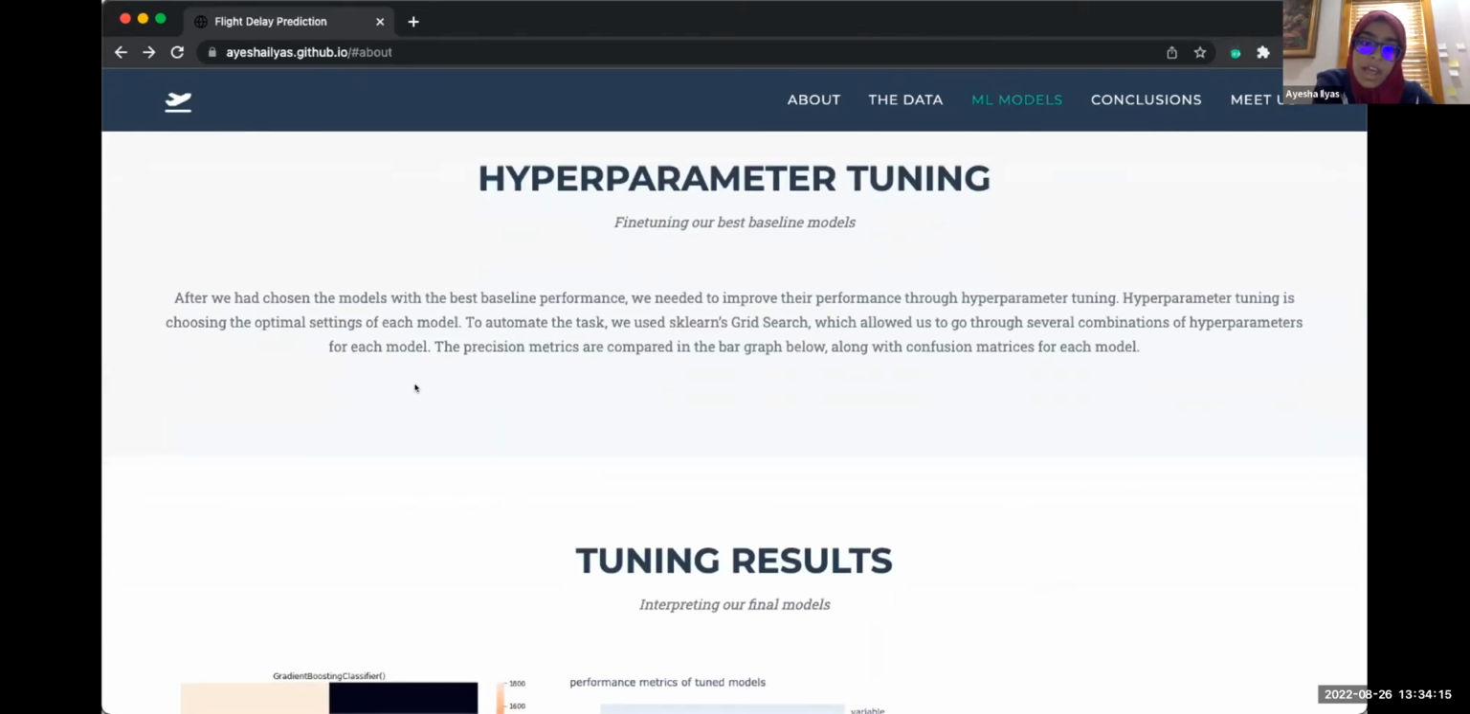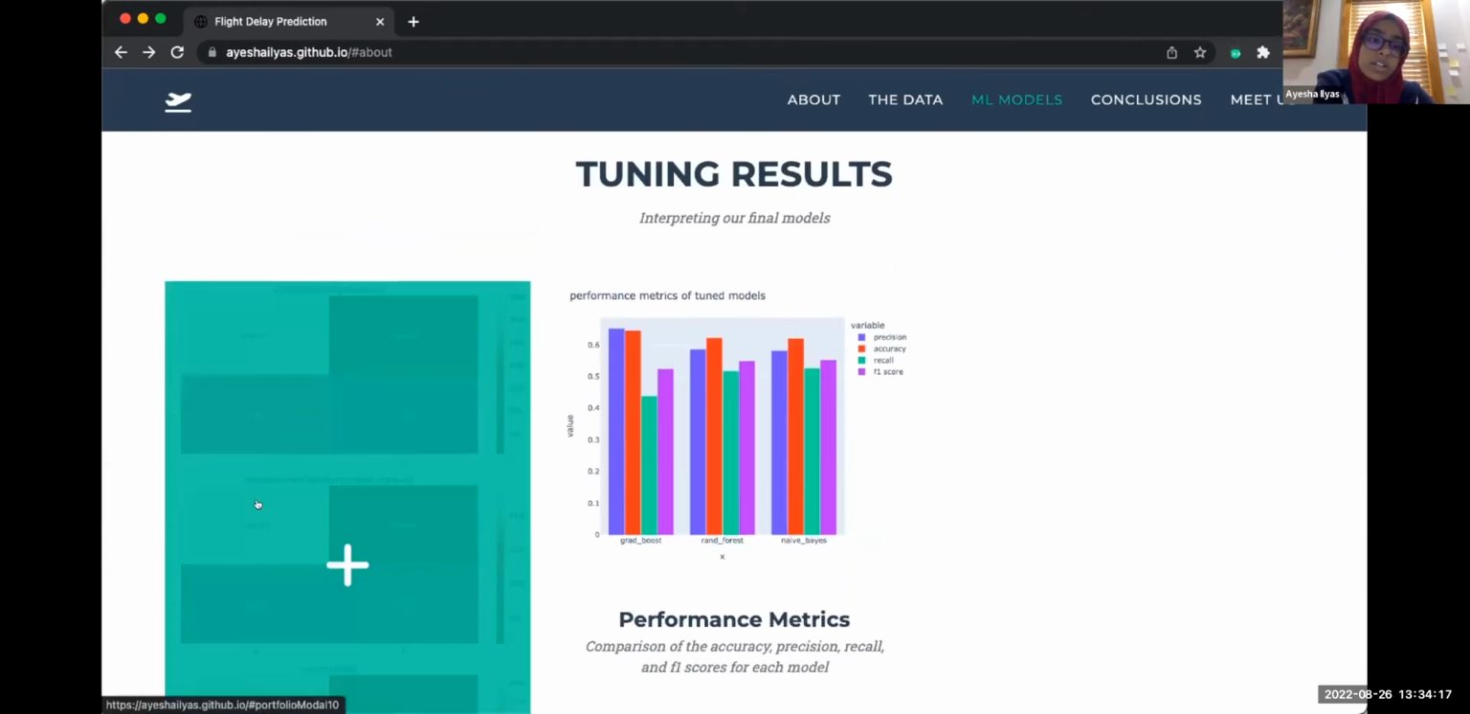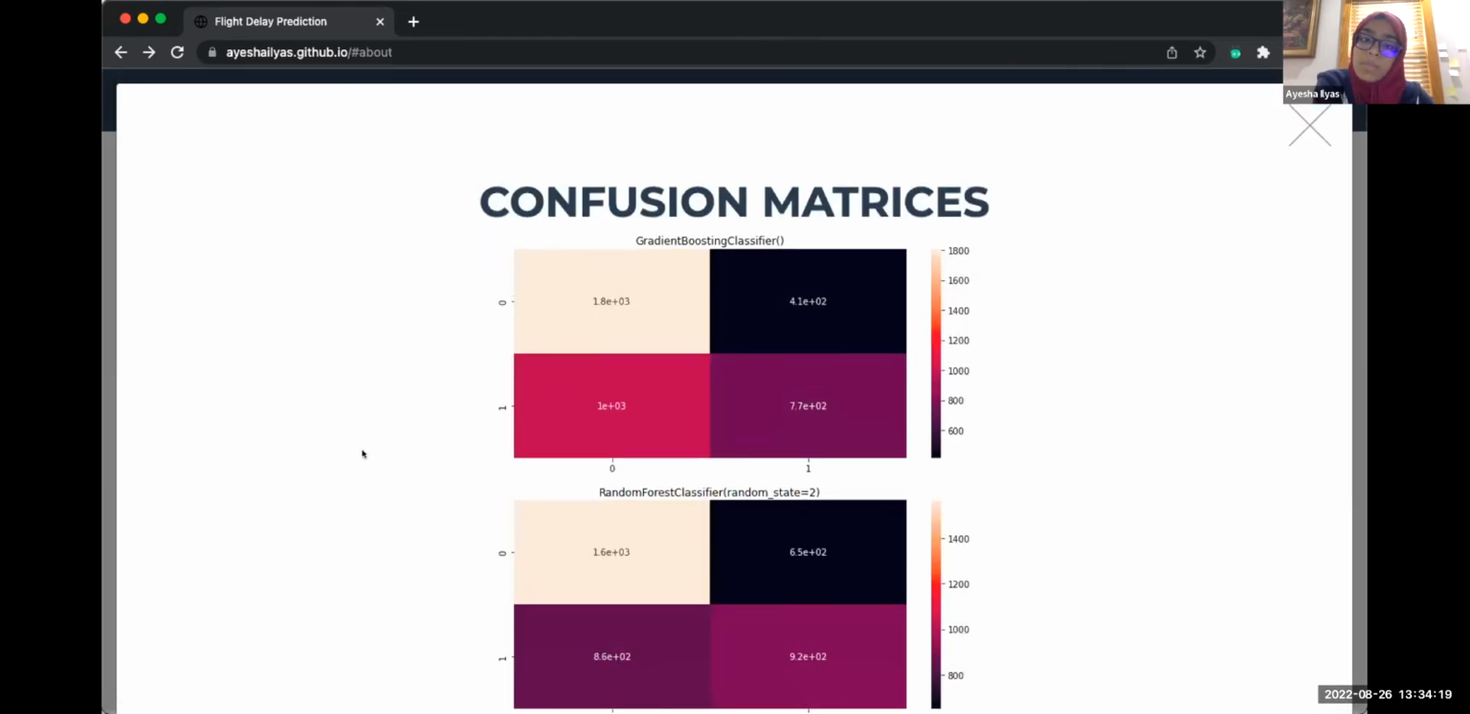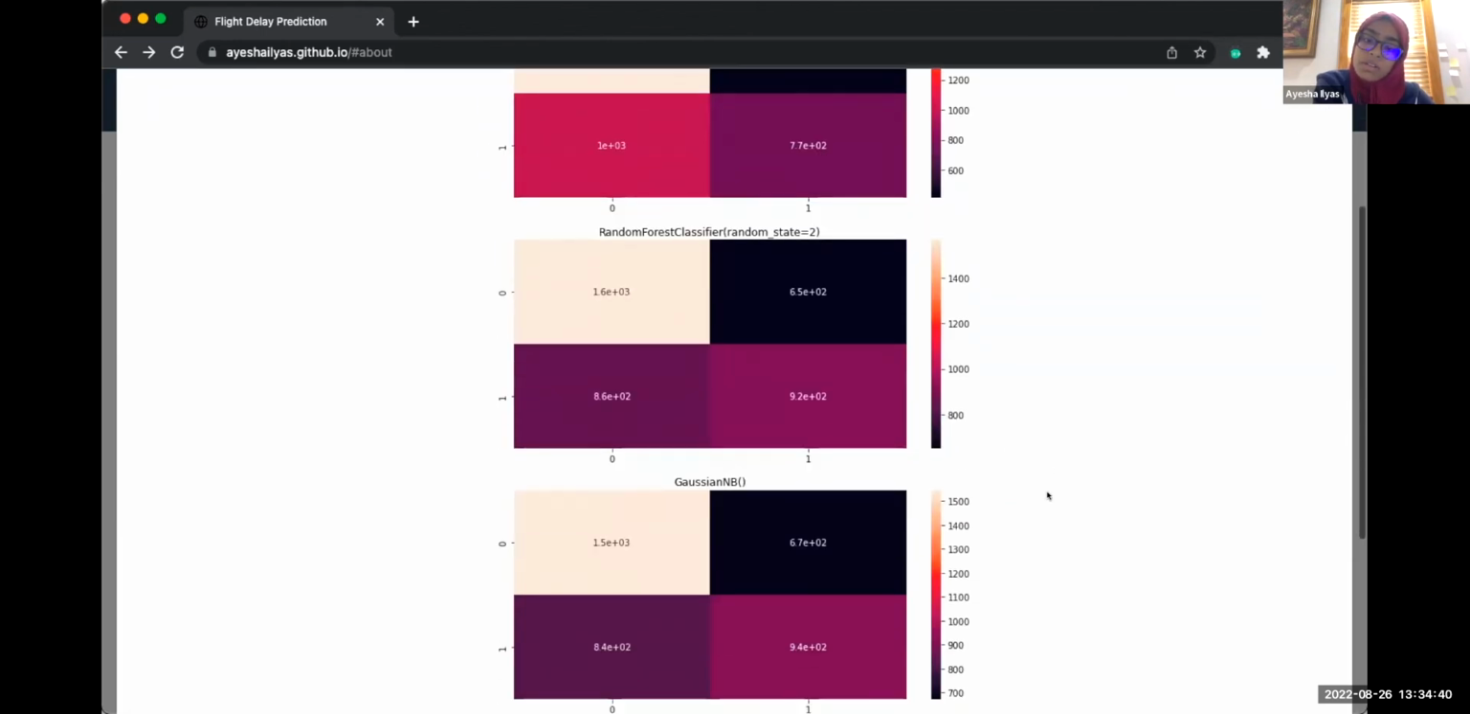Let's take a look at the results of the tuning process. We are only looking at the top 3 models: gradient boosting, random forest, and Gaussian naive Bayes. And we can see from the confusion matrix that the number of false positives is very low on all of these models. That's a good thing because it means that our process of hyperparameter tuning did work. On the top right, we can see the false positives, and it's pretty low for all of the models.